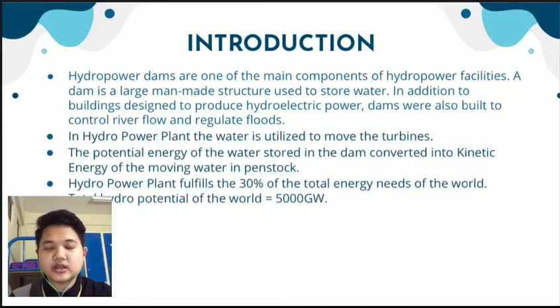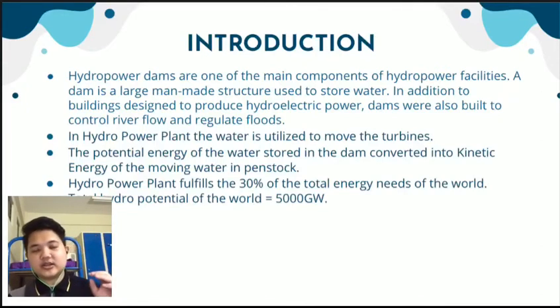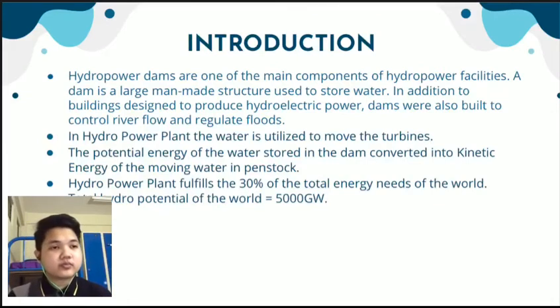As we can see, the water in the dam will flow to the water level below, so that the water can spin the turbine. In the next point, the potential energy of the water stored in the dam is converted into kinetic energy of the moving water in the penstock. The next point is that hydropower plants fulfill 30% of total energy needs of the world. The last point, total hydro potential of the world is 5,000 gigawatts.